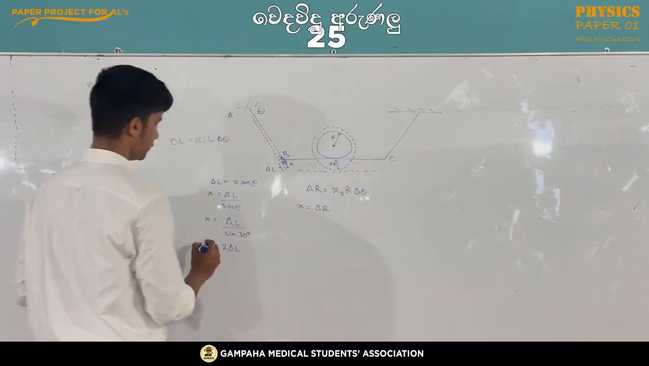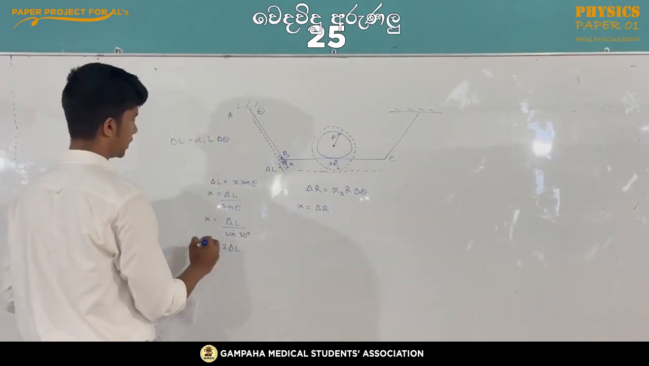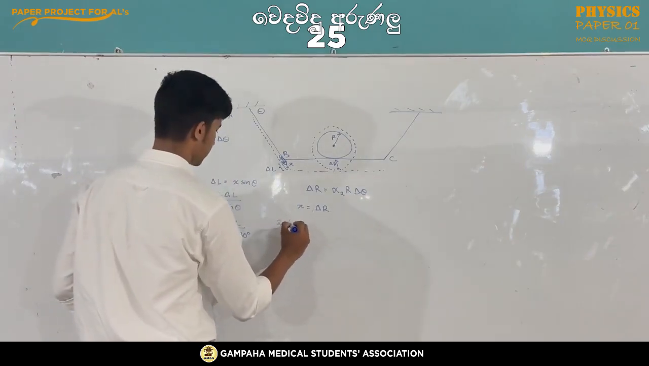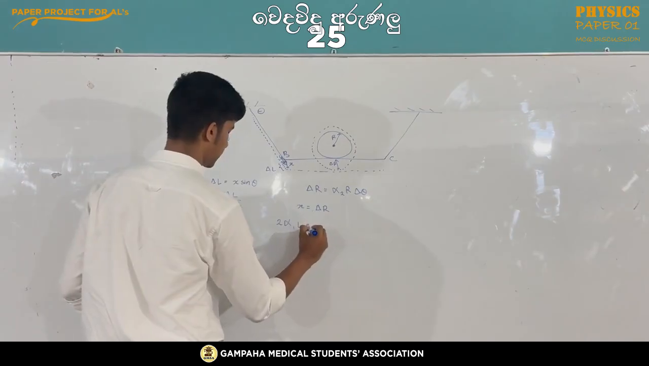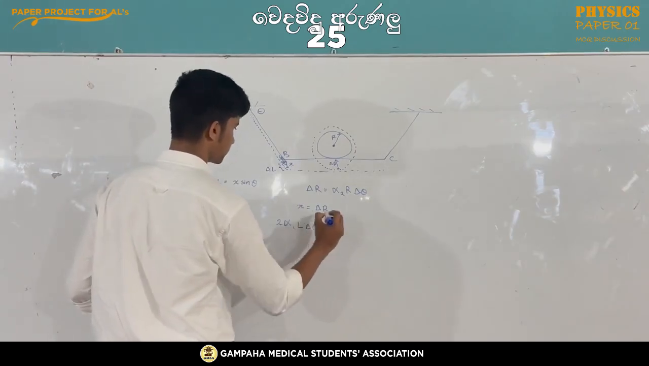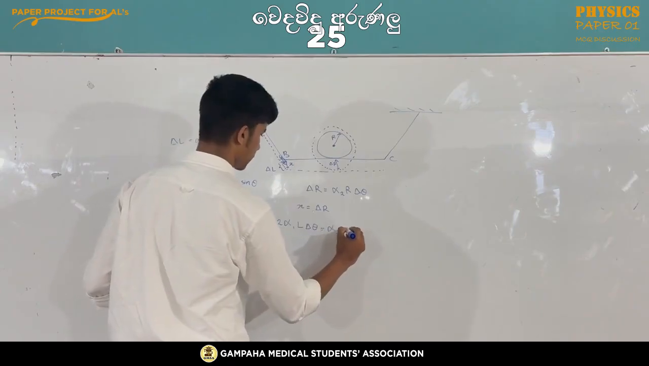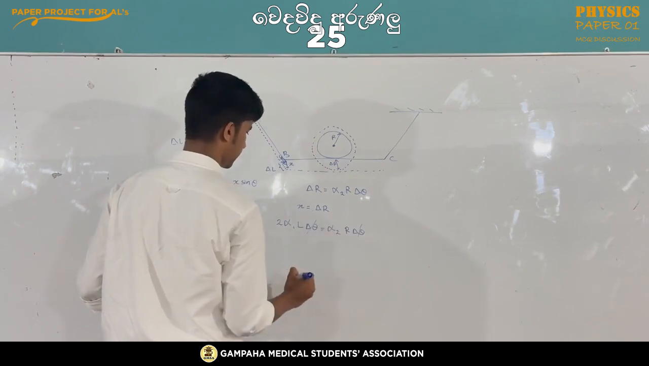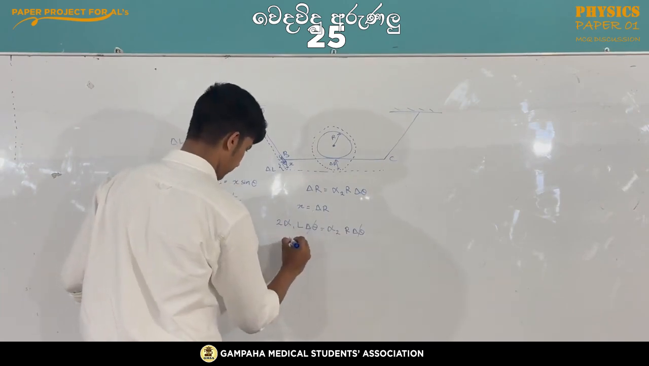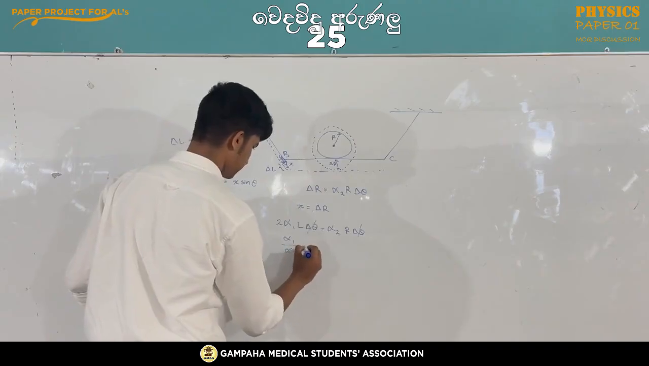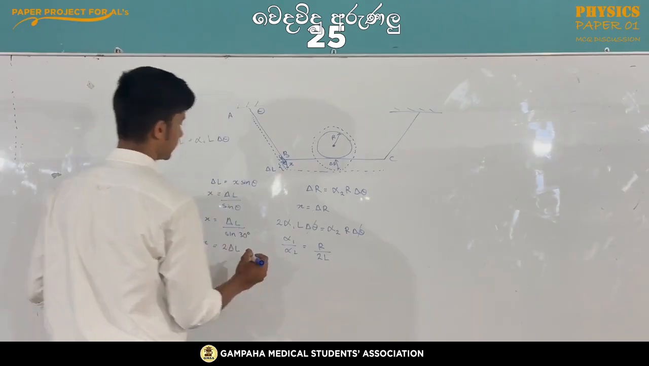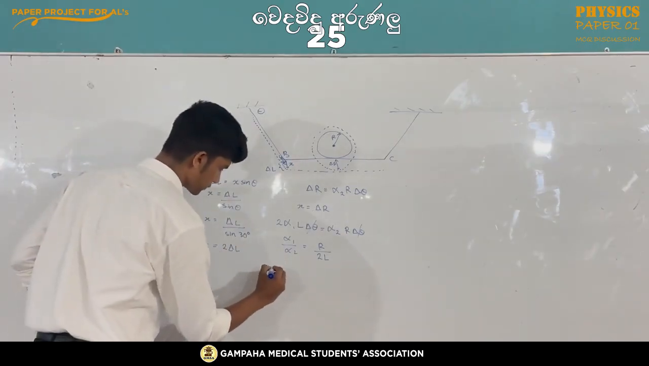So if x is equal to 2 delta L, instead of x, we can write 2 alpha 1 L delta theta equals alpha 2 R delta theta. We can cut off the identical values. Then alpha 1 over alpha 2 is equal to R over 2L. Now they have said that L is equal to 4R.